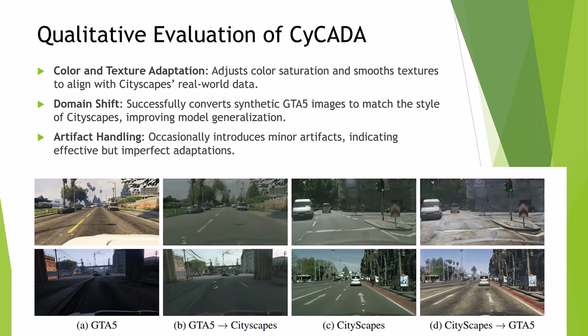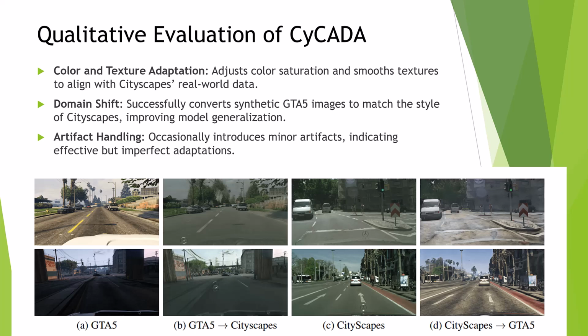Here we can see how CyCADA handles domain adaptation between the synthetic GTA5 dataset and the real-world Cityscapes dataset. In column A, we have the original GTA5 images. You'll notice how vivid and saturated the colors are, with rough textures, especially on the roads. These characteristics are common in game environments.